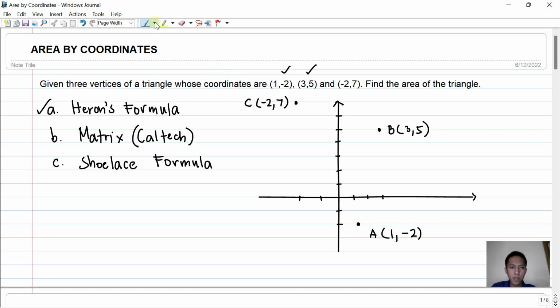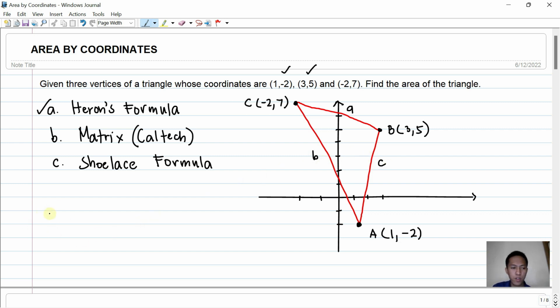So if we connect the points, we will form a triangle. So our goal is to get the sides in order for us to apply Heron's formula. So let's say this side here is a, opposite to this point. So this side here is b and this side here is c.